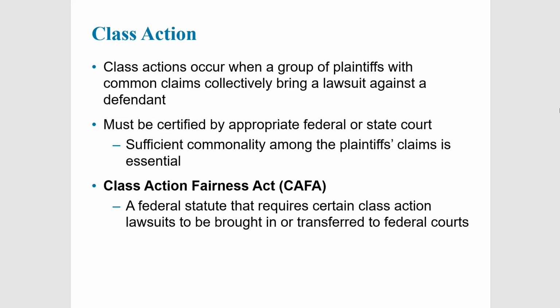A class action lawsuit. Okay, so when a group of plaintiffs with common claims collectively bring a lawsuit against a defendant, we will call this a class action. There are a lot of rules regarding what can be established as a class action lawsuit. A class has to be certified by a federal or state court. We have to establish sufficient commonality among the plaintiffs' claims. All these people must have been injured in a similar way under similar circumstances by the same person in order for us to certify a class.